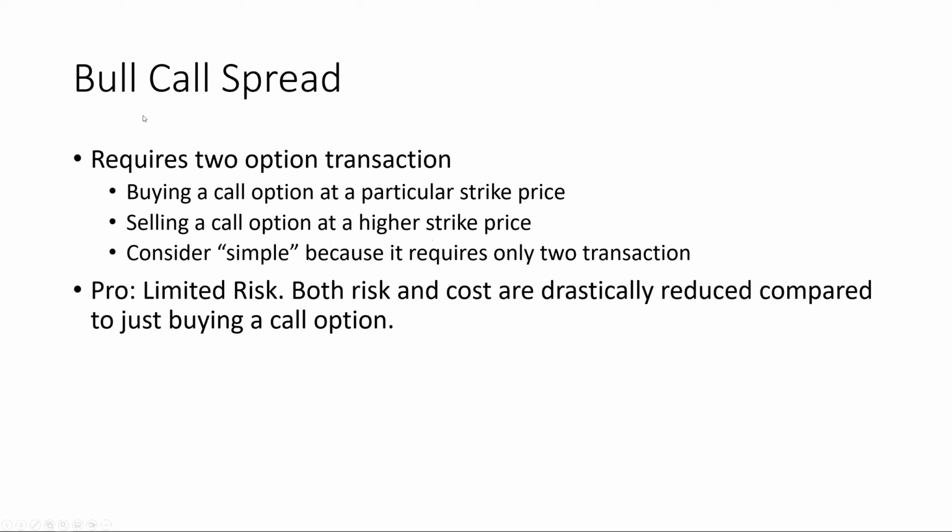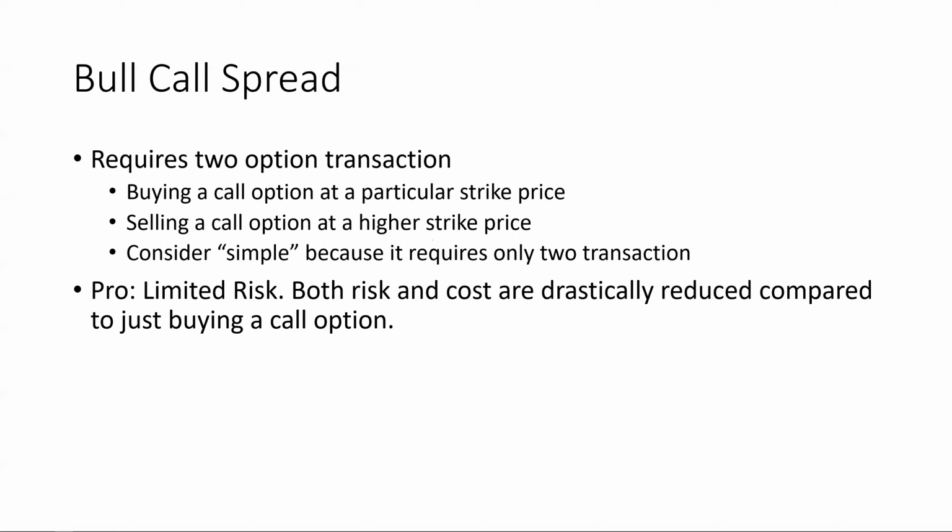So in this case, a bull call spread has limited risk. But your call option also has a limited risk, which is the cost of your option itself. By doing a bull call spread, you can reduce your risk and your cost drastically compared to just buying the option. When you reduce your risk and your cost, you are also increasing your risk reward ratio by quite a substantial amount.